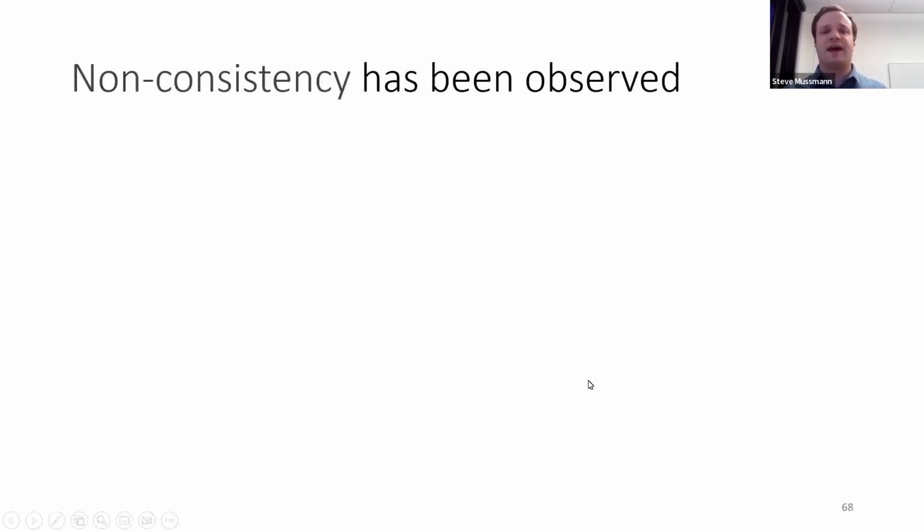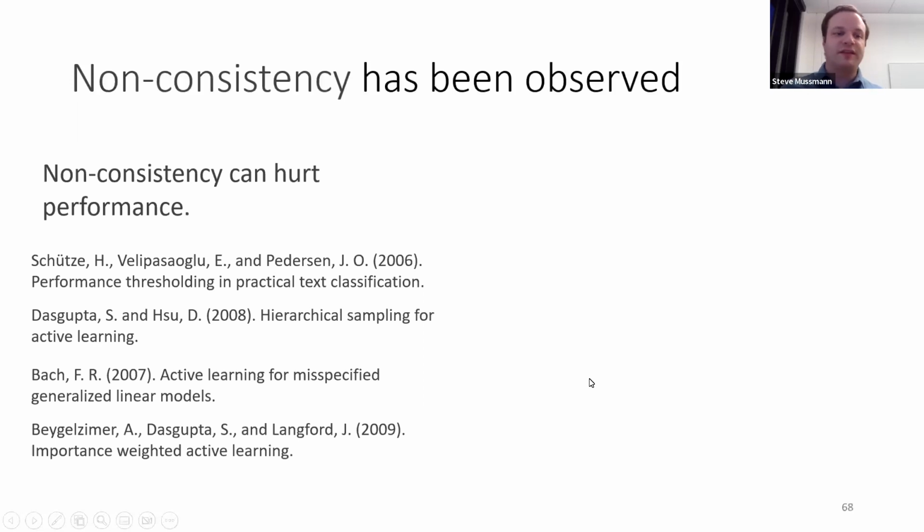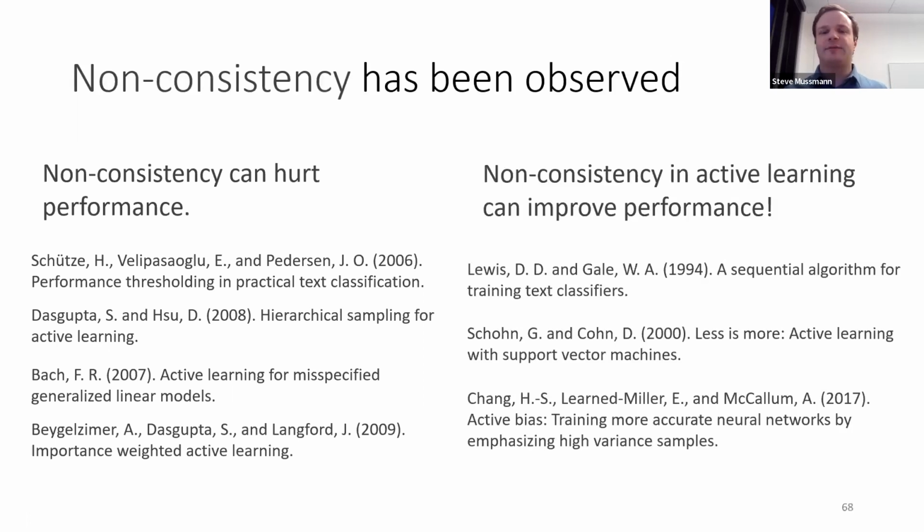This non-consistency has been observed, and it can hurt performance, like we saw in the previous example. But perhaps more surprisingly, the non-consistency in active learning can actually improve performance. So algorithms like uncertainty sampling can actually achieve better performance than theta star. We'll explore these two phenomena and explain them, so to speak.